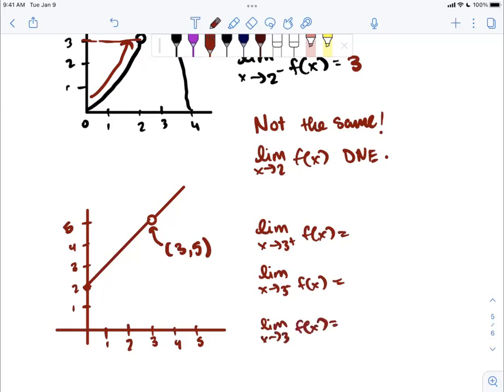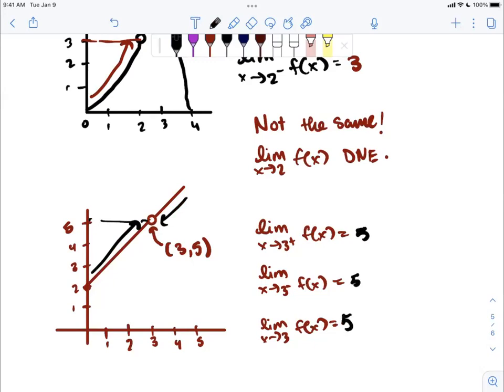All right, so if we approach from the right, well, we're heading towards this point at 5. But the same is true if we're approaching from the left. We're still heading towards the same point. So in fact, both the limits are 5. And because they are the same, the limit as x goes to 3 of f of x does exist, and it is 5.